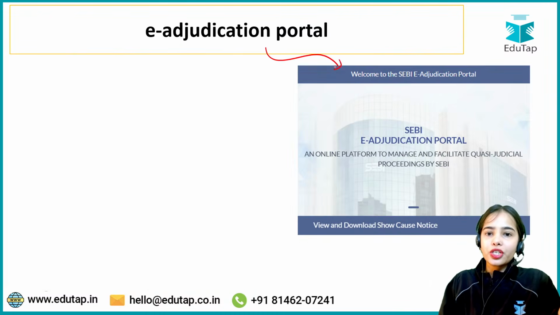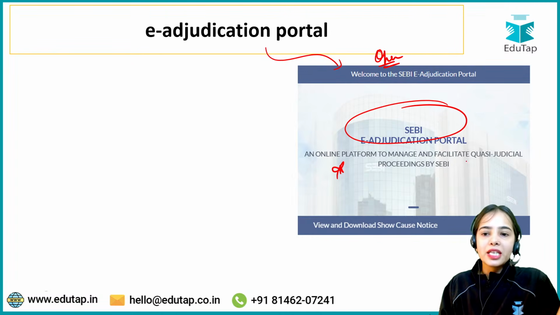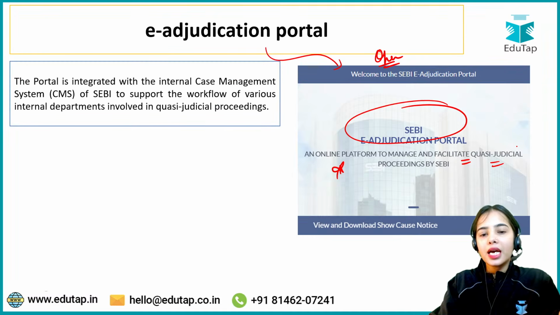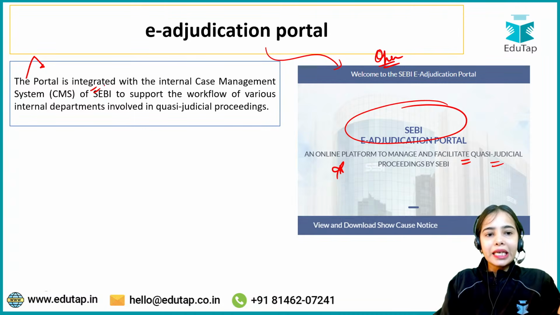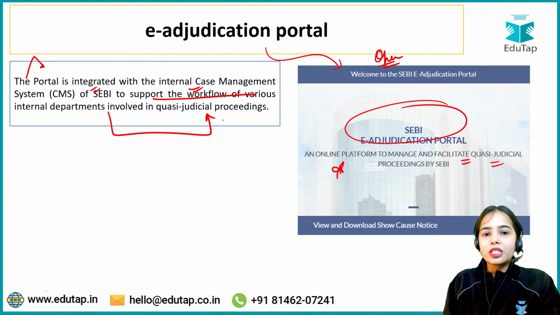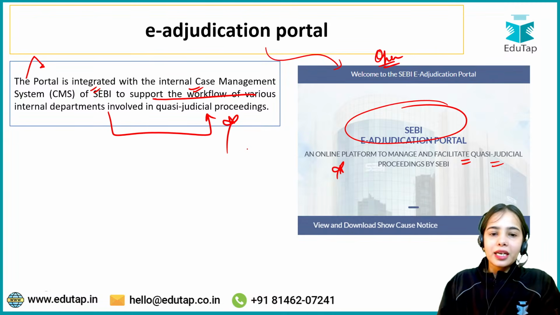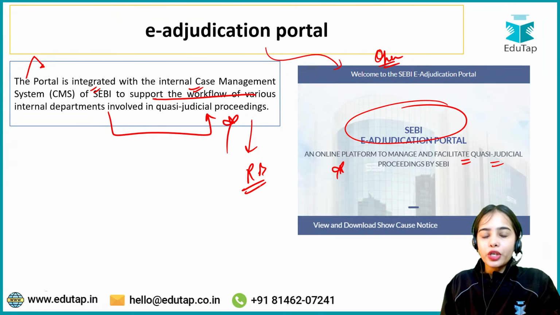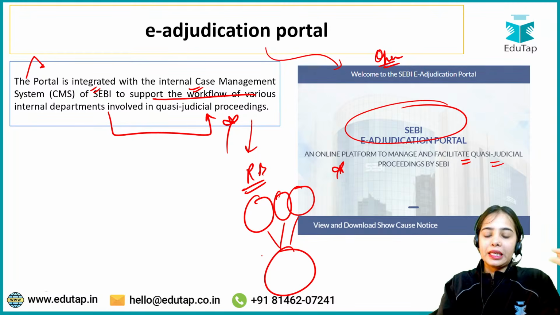So the E-adjudication portal has been made operational. Here you can see that this is the online platform to manage and facilitate quasi-judicial proceedings by SEBI. The portal is integrated with the internal case management of SEBI to support the workflow of various internal departments involved in the quasi-judicial proceedings. Okay, that are the proceedings undertaken by the regulatory body to handle the violations, hearings, or disputes in its own domain. That is the idea.